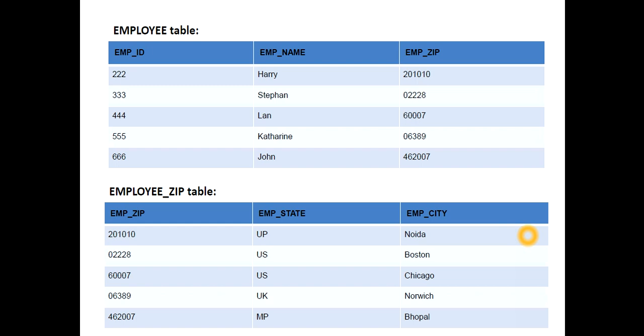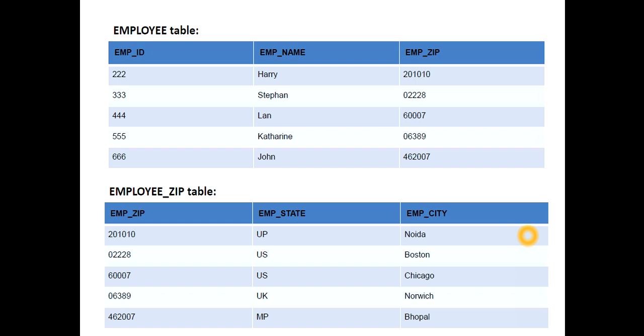Now there is no transitive dependency here, because there is no employee state and employee city information here, since that has been brought to another table, the employee zip table. So the transitive dependency is totally removed. So now I can say that these are in our third normal form. I hope with this example the concept is clear to you.